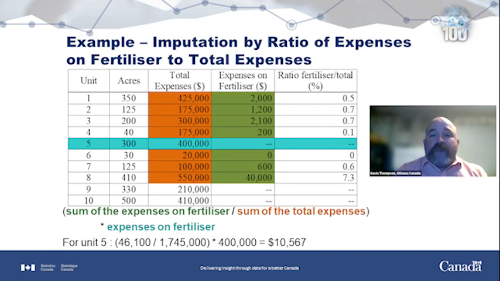Or we could do the ratio of expenses. Here they're looking more at that last column, but they do this using the total expenses and total fertilizer. They see that of the farms that responded, they did $46,000 in total expenses on fertilizer. They divided this by 1.7 million, which is the total expenses. Then they said, okay, let's do this as a model. We'll take whatever the ratio of expenses is multiplied by the total expenses for this farm. And this gives us 10,567.